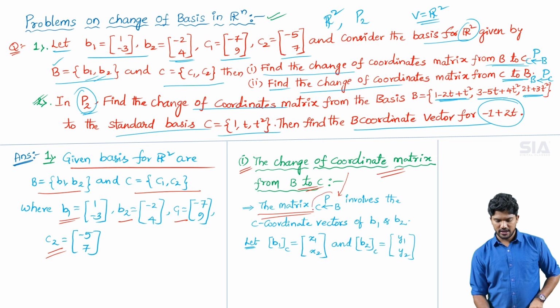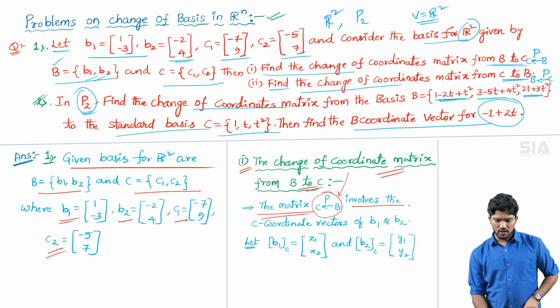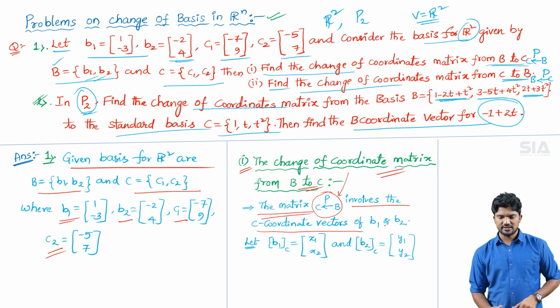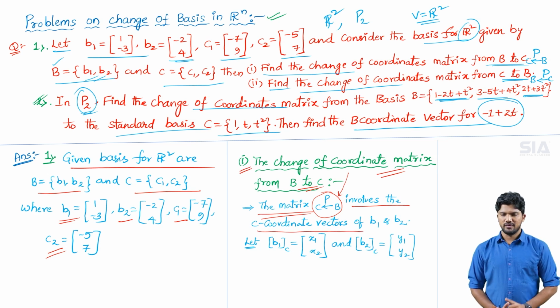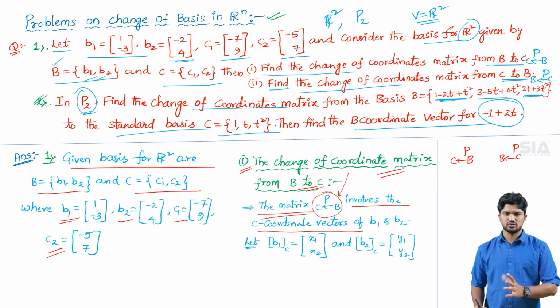The change of coordinate matrix from B to C we can represent in this format. P from B to C involves the C coordinate vectors of B1 and B2. Whenever you write from B to C, P is common, but from B to C or from C to B, the matrices are different.